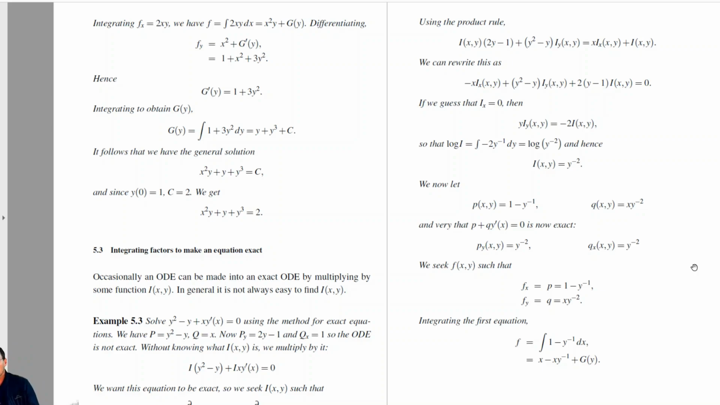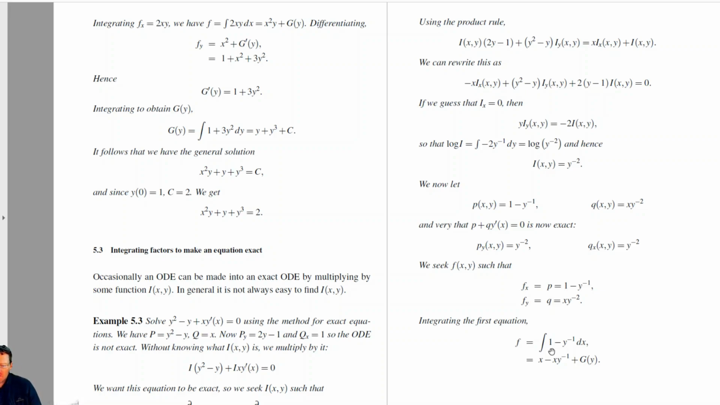And now we can proceed to solve our equation using the techniques that we've already learned for exact equations. So we're seeking a function f of x and y such that f subscript x is P, which is 1 minus y to the minus 1, and f subscript y is Q, which is x y to the minus 2. So again, we can take our first equation and integrate partially with respect to x.